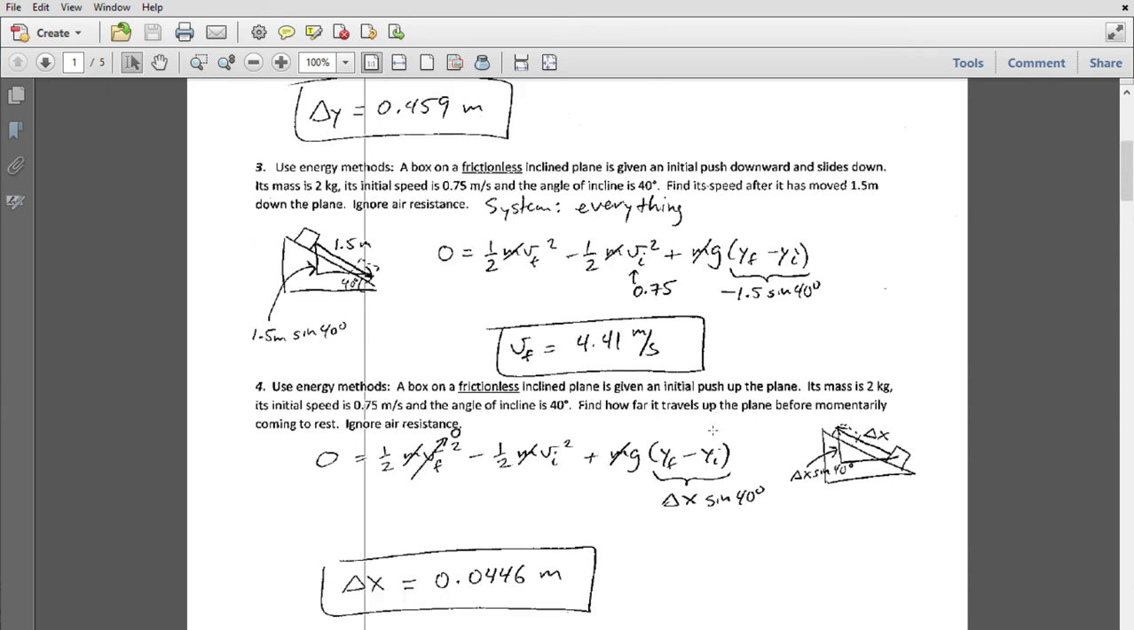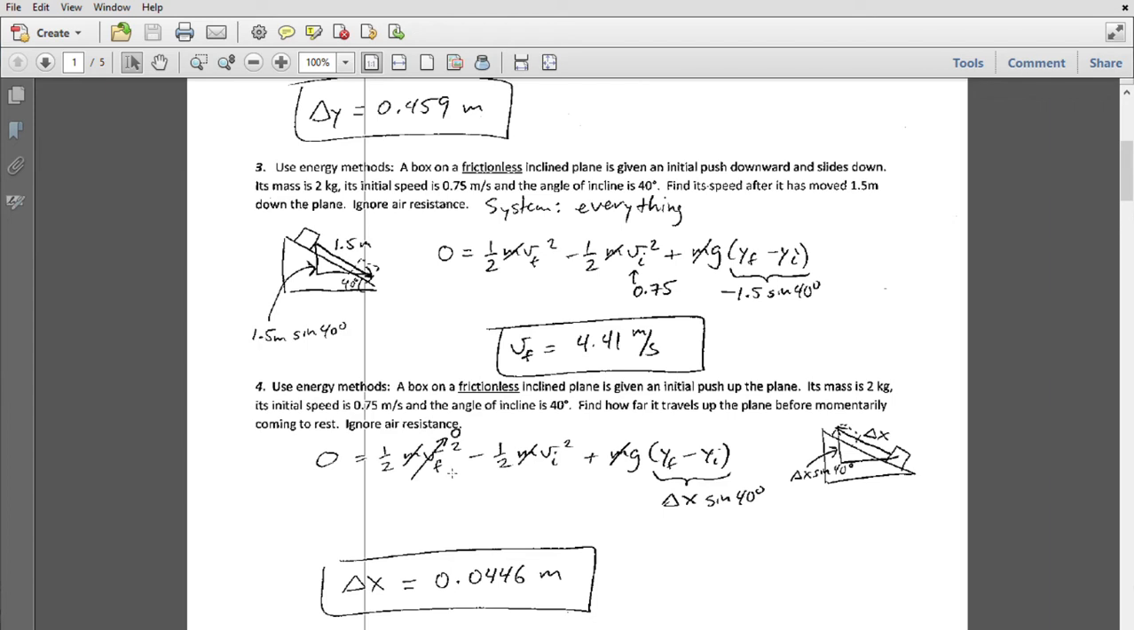A box on a frictionless inclined plane is given a push up the plane. Same initial conditions. Find how far it travels up before momentarily coming to rest. So it's the same problem, but instead of pushing it down, we're pushing it up. How far does it come before it just stops and starts going down again?